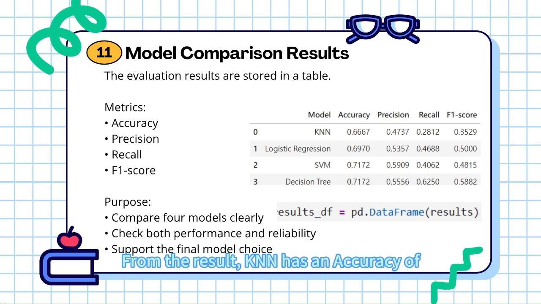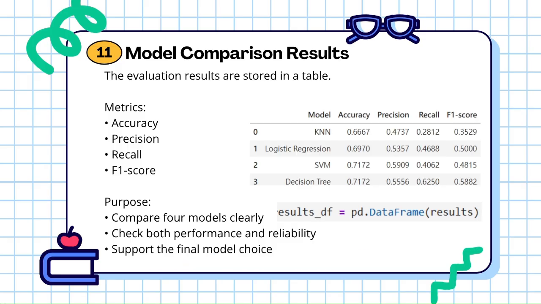From the results, KNN has an accuracy of 0.6667 and a recall of 0.2812. Logistic regression has an accuracy of 0.6970 and a recall of 0.4688. SVM has the highest accuracy, 0.7172, but the recall is 0.4062. Decision tree also has an accuracy of 0.7172 and its recall is 0.6250.